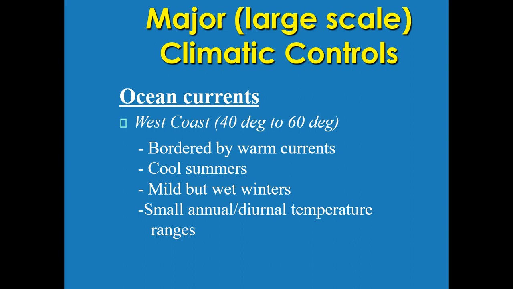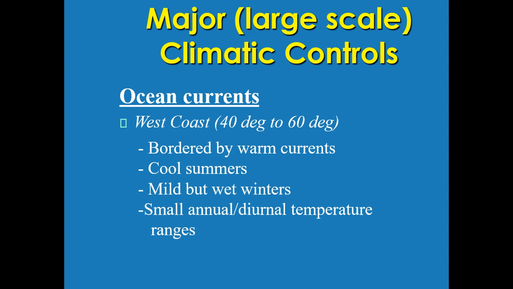Now, if I go a little further north in latitude, between 40 and 60 degrees north latitude on the west coast of the continent, it's generally bordered by warm currents, where you'll have cool summers and then mild but wet winters. And again, there's a small annual and diurnal temperature range because of this. An example of a location like this would be Seattle, Washington.